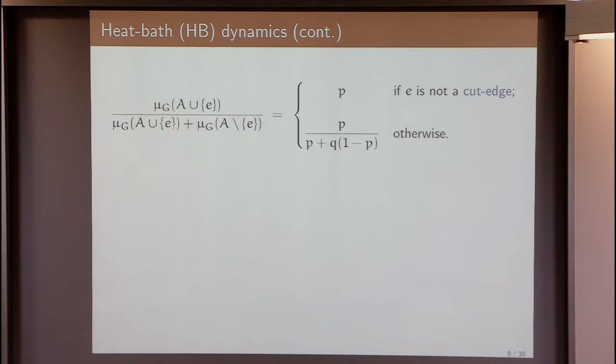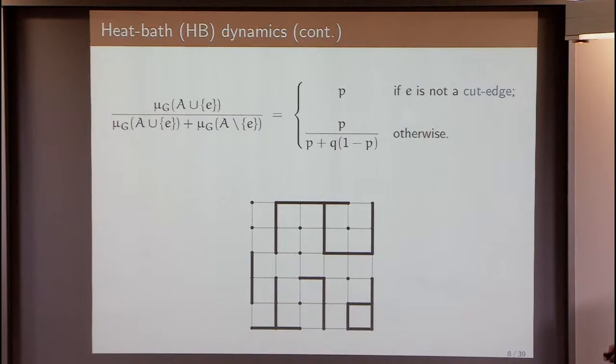In the case of the random cluster model, this expression has a nice form: it is equal to p if e is a co-edge, and we say that an edge is a co-edge if adding or removing it doesn't change the number of connected components of the graph. Otherwise, it's given by this expression. So here is an example. Here you have some random cluster configuration on the 6x6 grid. You pick a random edge, say that one. That one is a bridge, so it's a co-edge because it changes the number of connected components, so it gets added with this probability. Then we pick this one. This one is in a cycle, so it's not a co-edge, so it gets removed with probability 1 minus p.